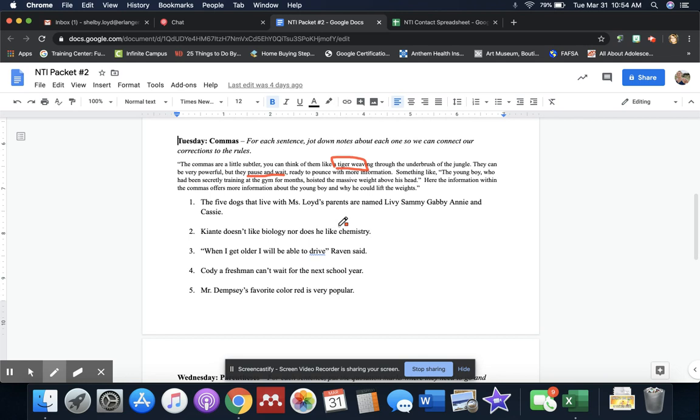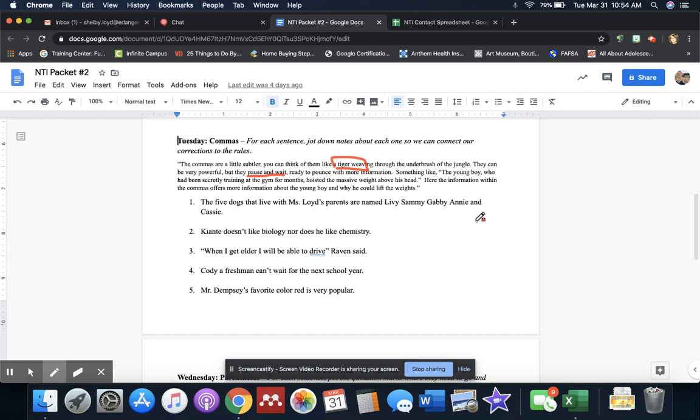Here, the information within the commas offers more information about the young boy and why he could lift the weights. So our first one was just like total surprise, because here's this boy with super thin arms and he's able to lift up this massive weight, and that's important for our dashes. But for our commas, now we're getting some extra info about why that boy is able to lift the weight above his head. We learn that the young boy, who's been secretly training at the gym for months, hoisted the massive weight above his head. So these ones aren't about emphasizing, we're not trying to hide anything, we're trying to give extra info.